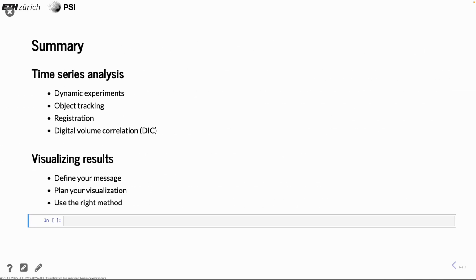And that brings me to the end. Today we talked about time series analysis in different ways. We did object tracking, experiment planning, registration, a little bit about digital volume correlation, and finally rounded off with visualization.